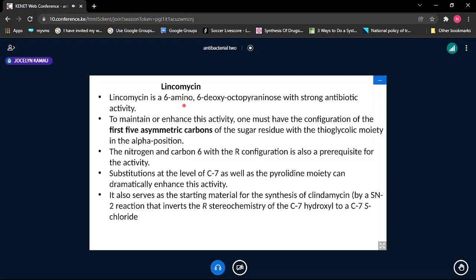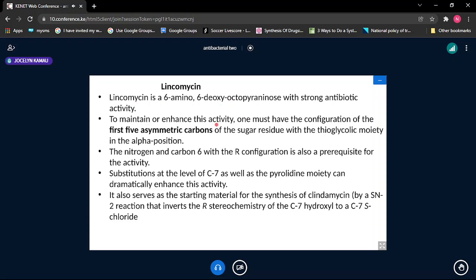Lincomycin is a 6-amino sugar. If we look at the structure, at position number 6 there is an amino group, 6-deoxy. Deoxy in the sense that when you put in the amino group, you remove the hydroxy group, which would have been expected at that position. So 6-amino, 6-deoxy, octopyranose. That is just the name given to that sugar, with strong antibiotic activity.